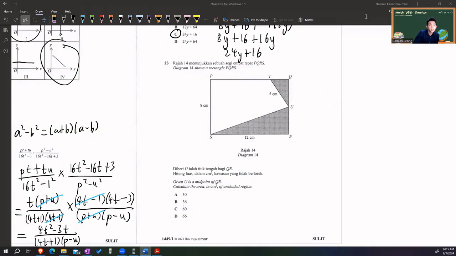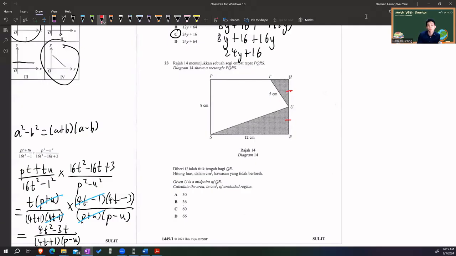So question 23. Raja 14 menunjukkan sebuah segi empat tepat. Okay, we have a rectangle PQRS. So diberi U ialah titik tengah bagi QR. U ialah titik tengah. This is in the midpoint, so it's right in the middle. Means QU and UR have the same length. Okay, dua jarak ini adalah sama.